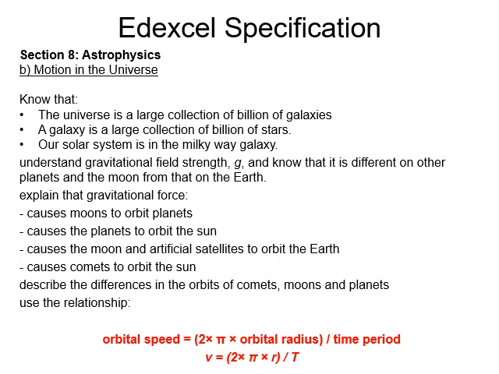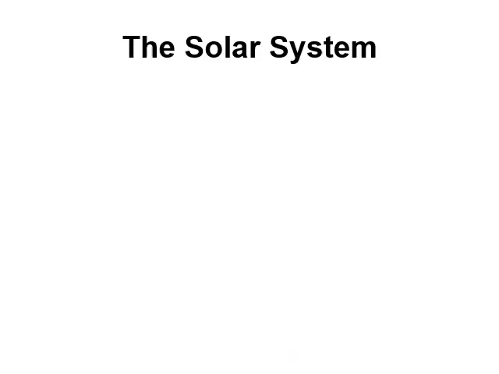And then describe the differences in these orbits of these 3 different objects, comets, moons, and planets, and then use the relationship orbital speed equals 2 pi orbital radius divided by the time period T. Okay, so the solar system is where we're going to start.